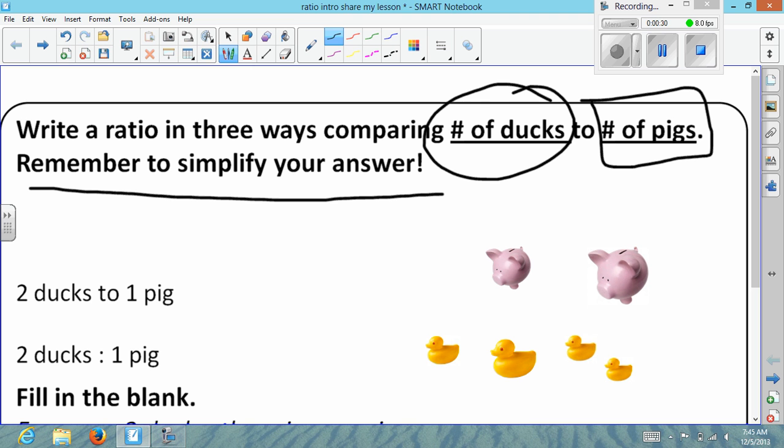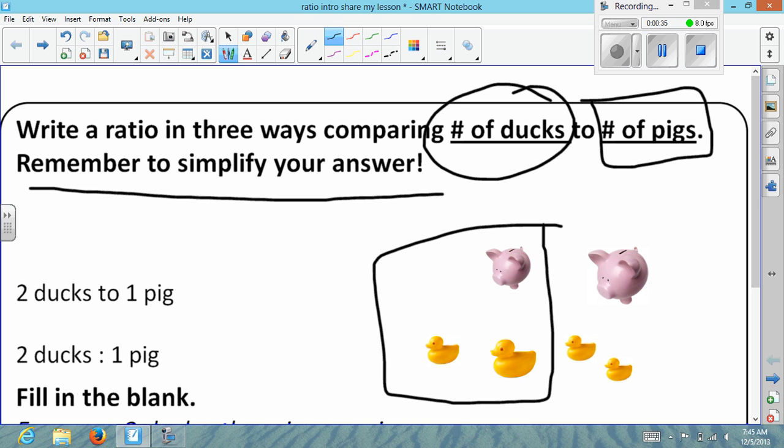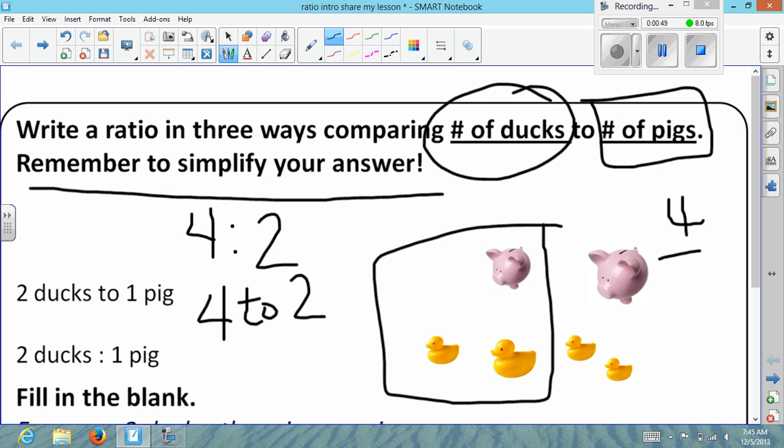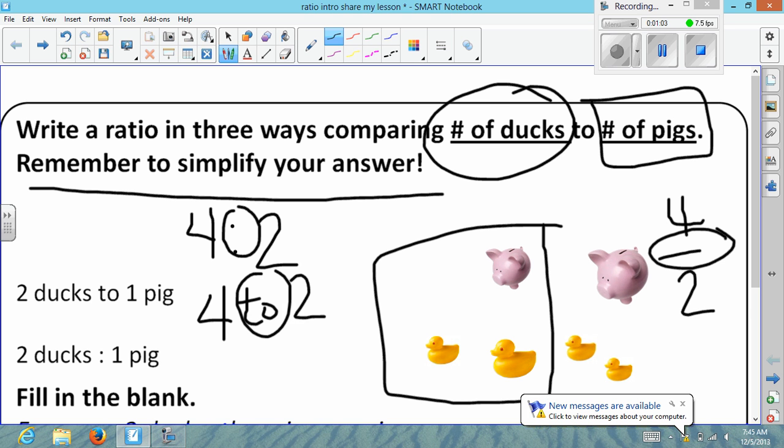So when we look here, we see that for every 2 ducks, there is 1 pig. Initially, I had 4 ducks to every 2 pigs. And you'll notice that I read each of these words in between as "to." So 4 to 2, 4 to 2, 4 to 2. They're all read the same way.